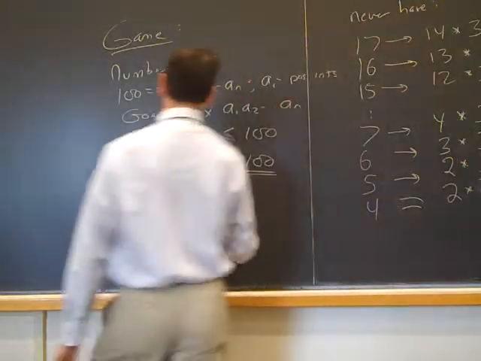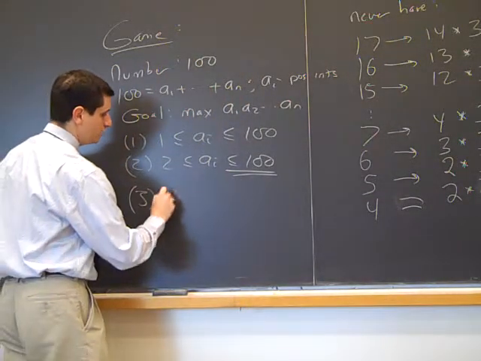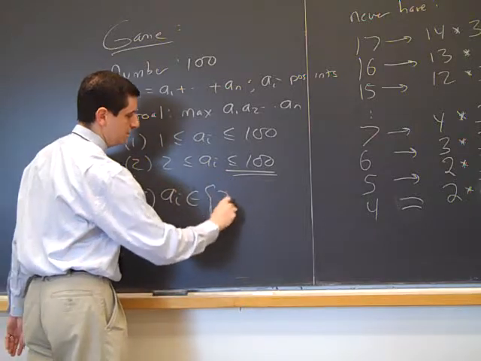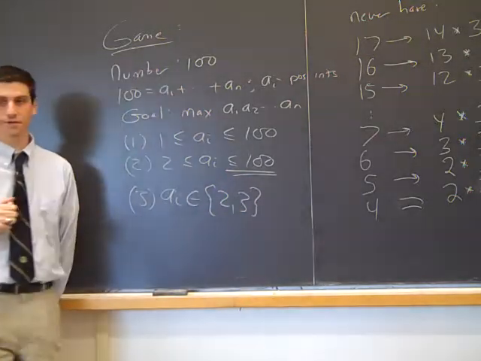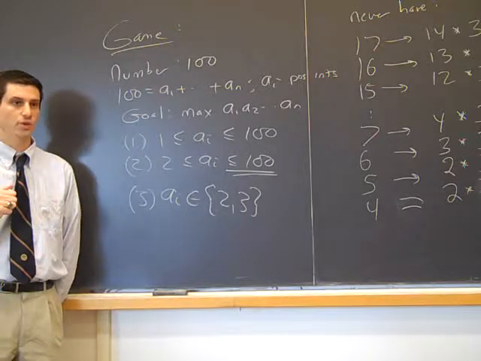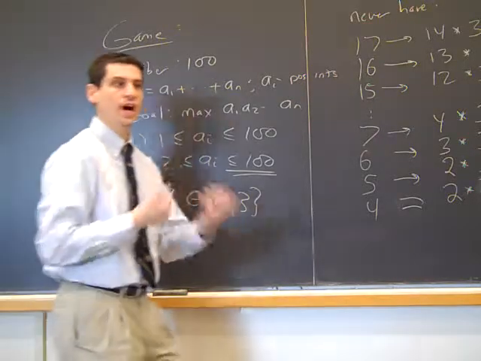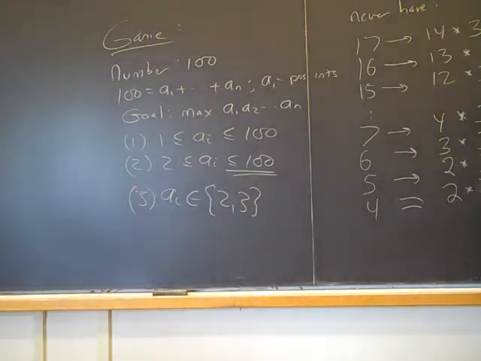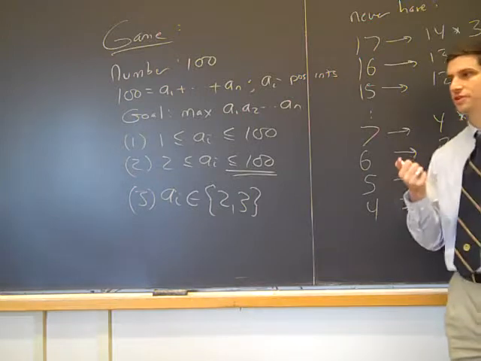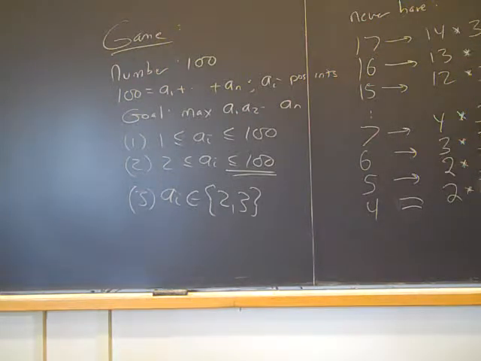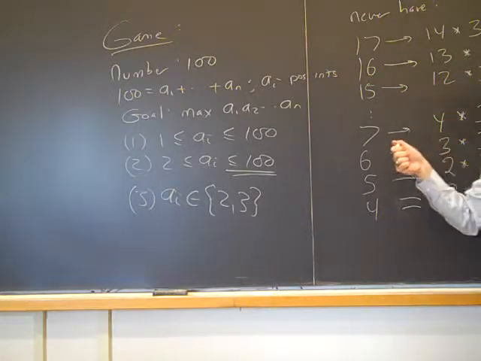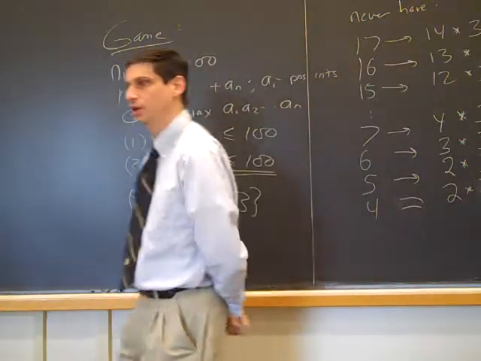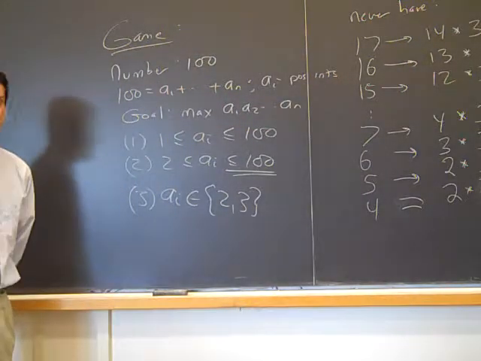So we can now deduce, in fact, that each AI is either a 2 or a 3. We don't have anything else. We just have a question of how many 2's do we have, how many 3's do we have. Okay? What do you think? Yeah, question. But what about, like, 13? Well, if we had 13, we could write 13 as 10 times 3. So we can split the 13 as a 10 plus 3, and that will give a larger product. So we're only going to have 2's and 3's.